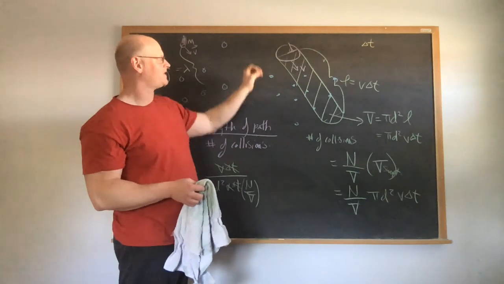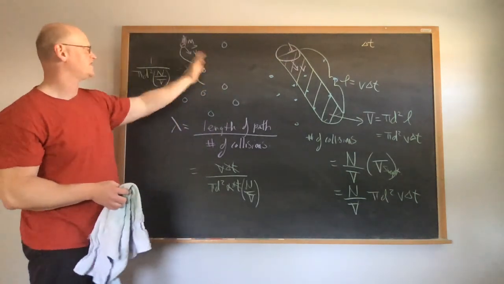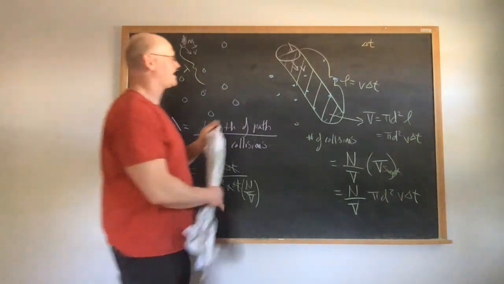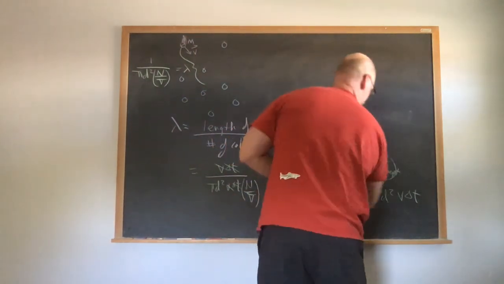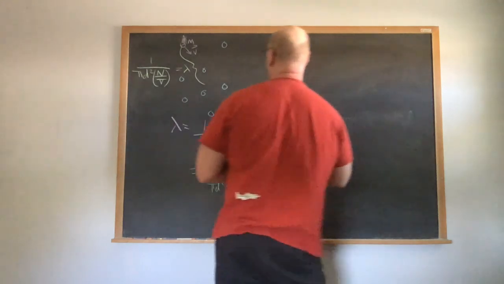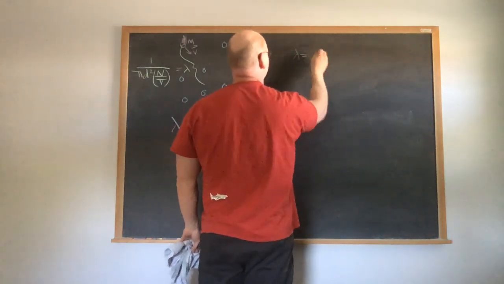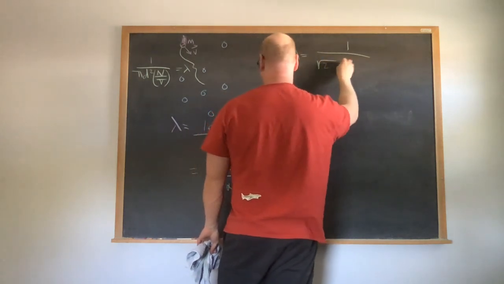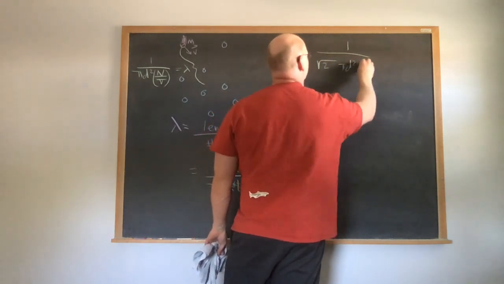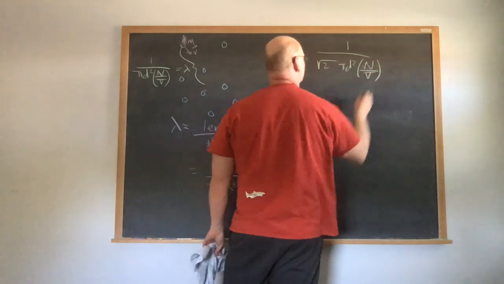But now, if we relax that, going back to our original situation where all these guys can actually be moving, it turns out that by relaxing that, we only pick up an extra factor of square root of 2. So in this case, we find that our mean free path is equal to 1 over the square root of 2 times pi times d squared times the number per unit volume.